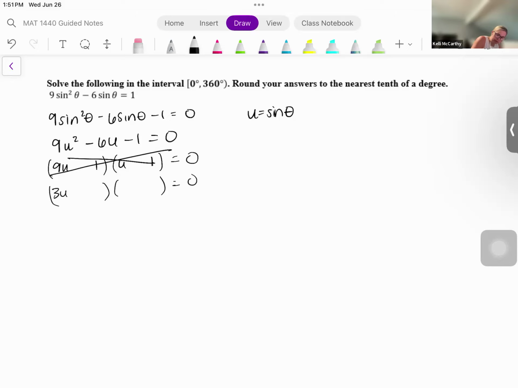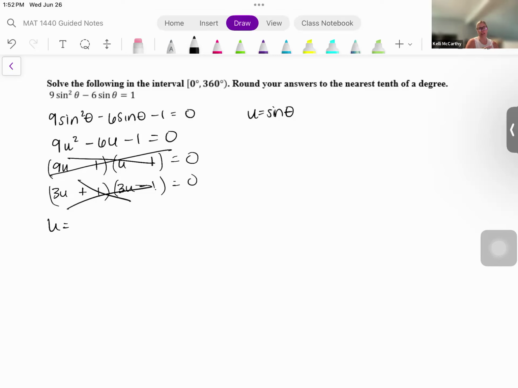We could also try 3u and 3u, 1 and 1. 3u for my outer, 3u for my inner. This might work, but now we need to be careful of signs. My last two terms need to multiply to give me -1, which means one of them has to be positive and one of them has to be negative, which is going to make that inner term cancel out. So this does not work either. So after 2 attempts, and I don't know any other factors of 9u squared, I'm going to call this a wash and transition to the quadratic formula.